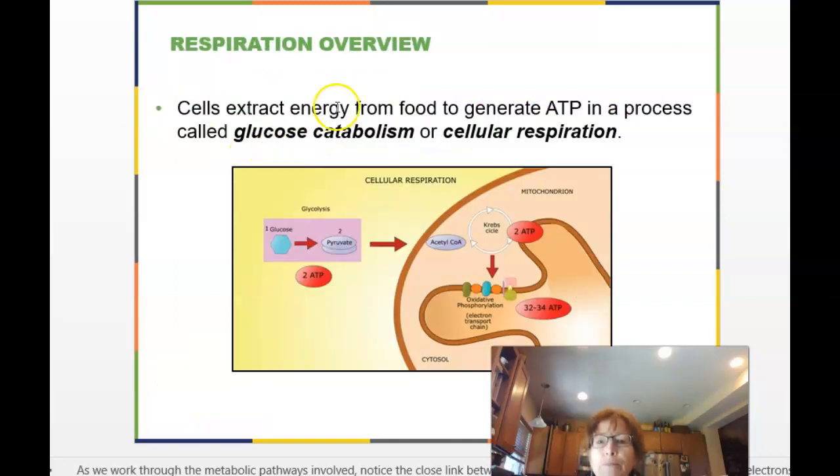So respiration or cellular respiration involves taking in energy from foods and then taking that energy and converting it into ATP. And very often this can be called either cellular respiration or we can call it glucose catabolism. So this is a catabolic process where we take glucose and through a series of steps we do this conversion of glucose into the form of energy that cells can use, that being ATP.